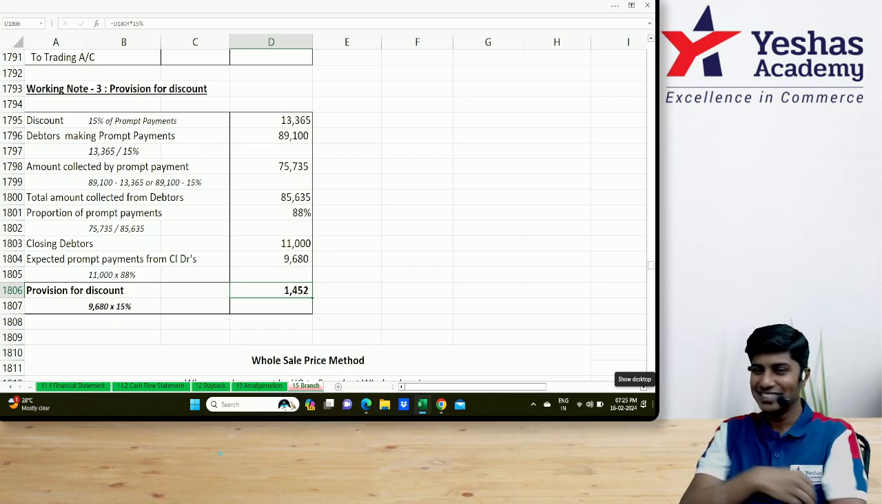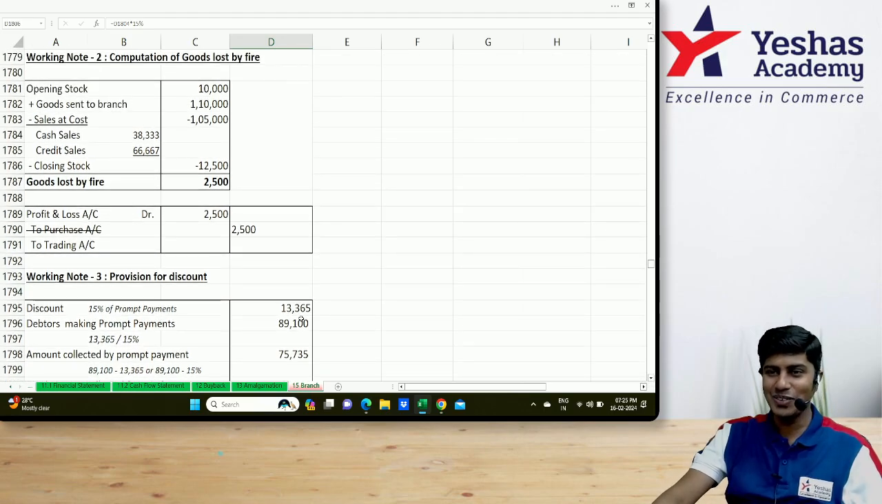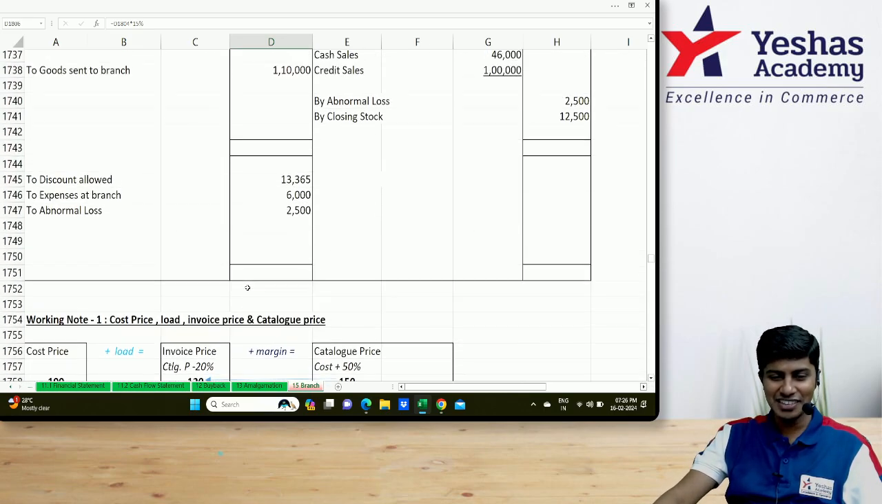मजा आया? Nice. वैसे मार दो ना एक बार. अच्छा लगा?